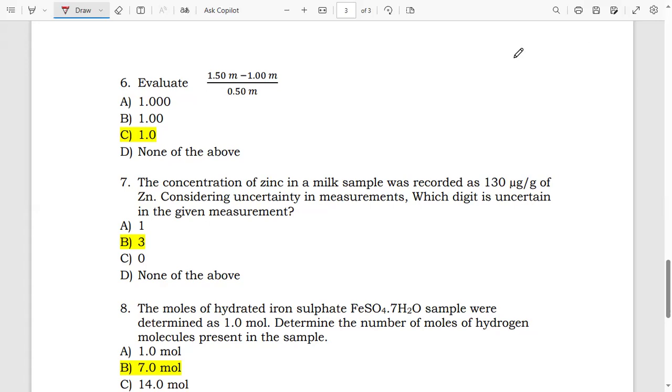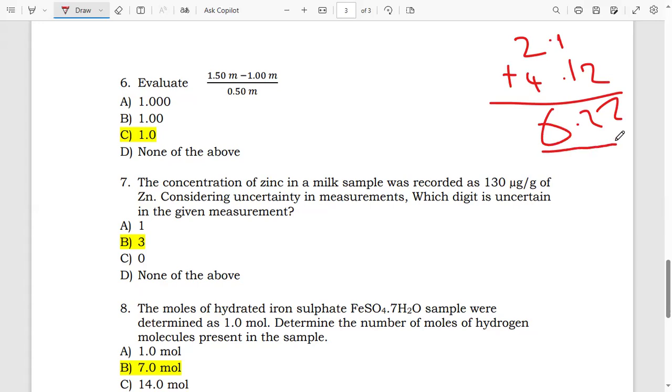Okay, so if, for example, before I even solve this, if, for example, I have 2.1, and then I have another number, let me say 4.12. Okay, so when you add this, okay, when you add this, you're going to get 6.22. Okay, so this is the answer that you get when you add. Okay, but your final answer, you won't express it as 6.22. No, that would be wrong.